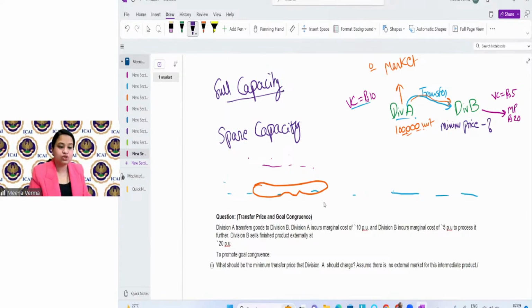Now you can see that if you're working in spare capacity, the manager's minimum expectation is to at least recover the variable cost.